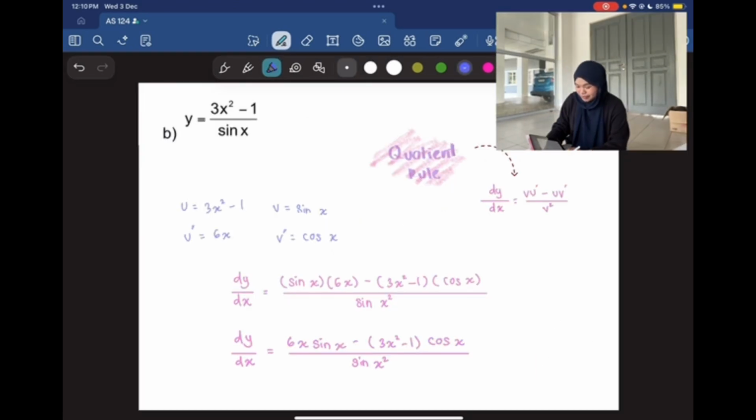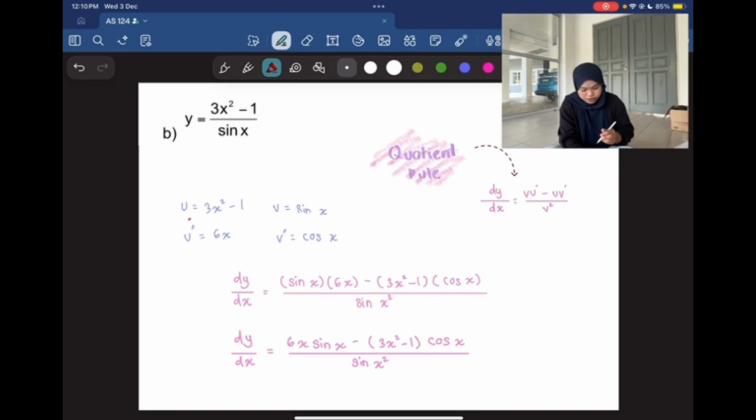For question number 5, we have y equals 3x to the power of 2 minus 1 over sin x. As we know, u equals 3x to the power of 2 minus 1. So the u prime, we got 6x. In the equation, v equals sin x, so the v prime is cos x.